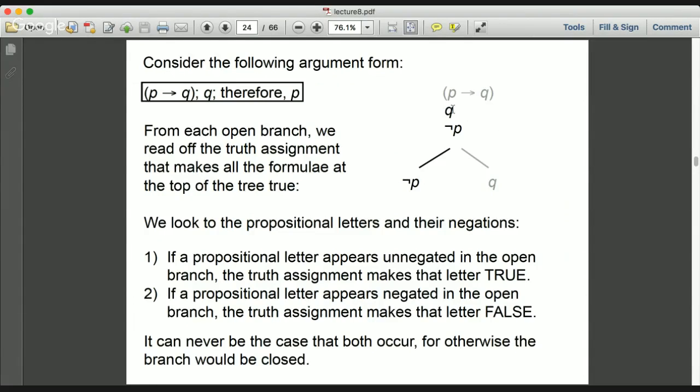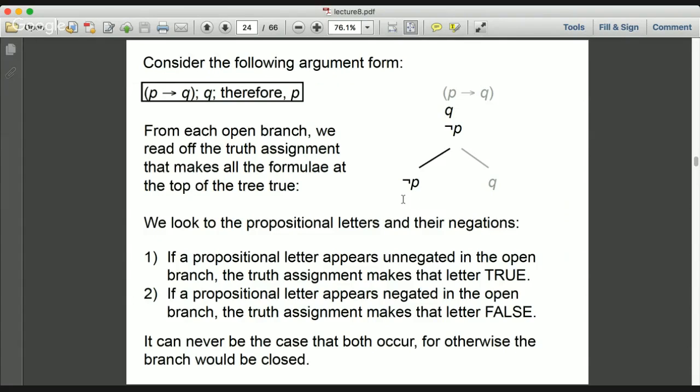Q here, this is a Q, right? It appears unnegated in the branch. So the truth assignment for Q is true. And then if the propositional letter appears negated, like P does, then the truth assignment for P is false, right? Yes. So you're relating it to a truth table, and in my mind, that's what you're doing right now. Yeah, that is exactly what we're going to do.